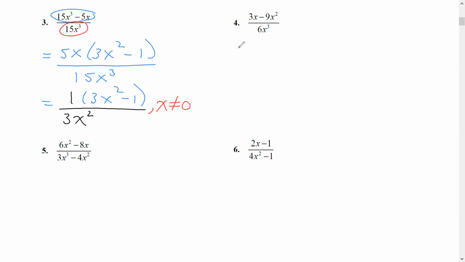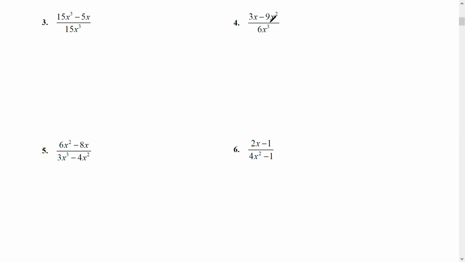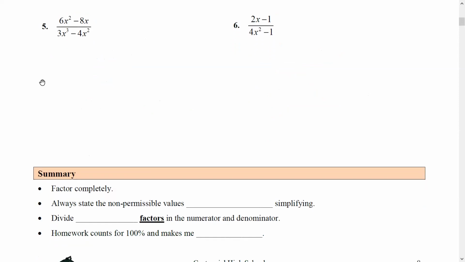Okay, next one. I'm going to factor out a 3x from the numerator. So again, first step factor. Now I'm going to simplify. Well, 3 over 6 is a half. X over x cubed is x squared. 1 minus 3x. And again, this will also be x can't equal 0 from right there. So I think you're starting to see just how important factoring really is going to be in this unit. So if you're struggling with factoring, that's okay. Come ask for help.